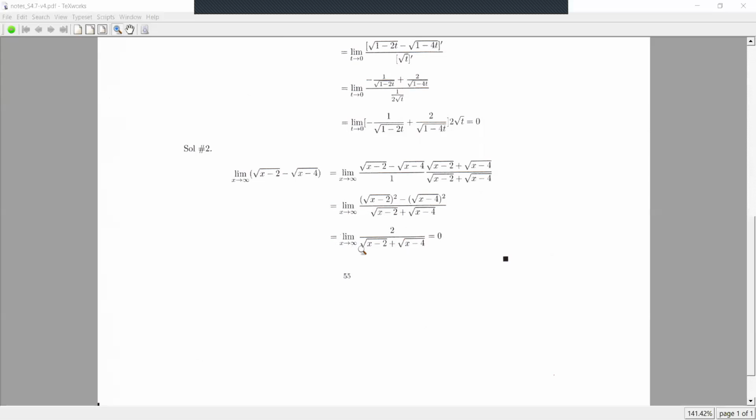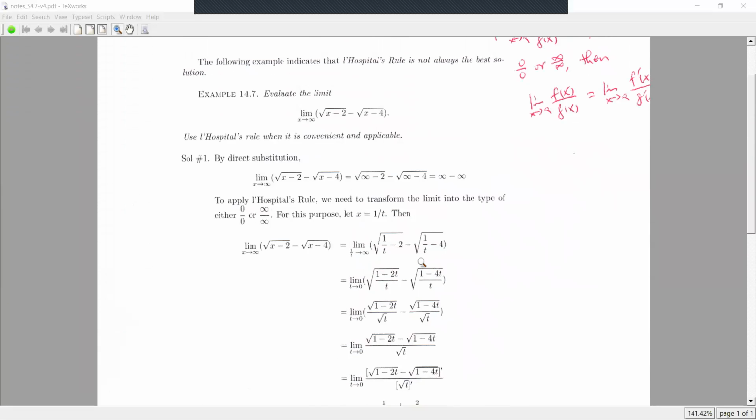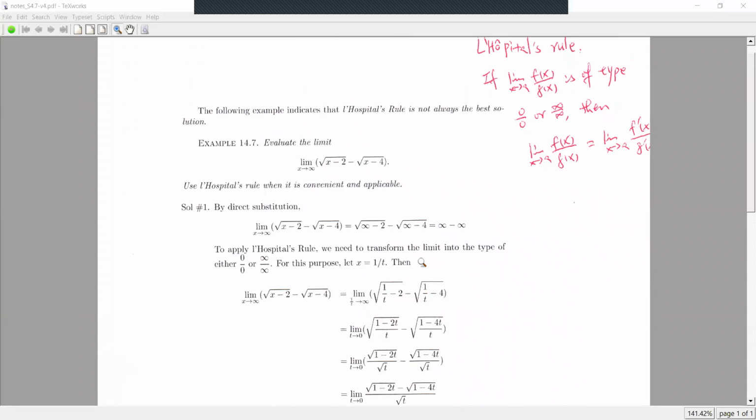As x approaches infinity, x minus 2 will approach infinity, and x minus 4 will approach infinity. So square root of infinity plus square root of infinity is infinity. So 2 over this will approach 0. From this example, we see that in mathematics, the right method is perfect. Even though L'Hopital's rule is powerful, sometimes it is very tedious.